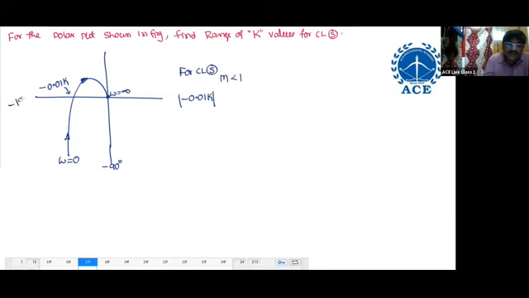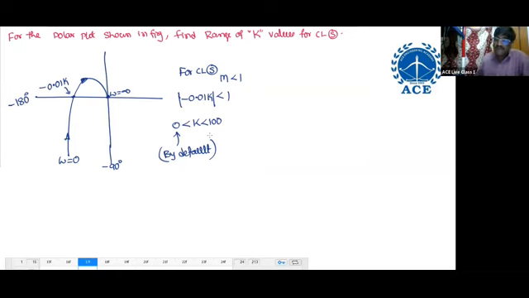This is minus 180 only, no? Magnitude should be less than 1. So minus 0.01 K less than 1. K is what? Less than 100. By default greater than 0. So for 0 to 100, the system is stable.